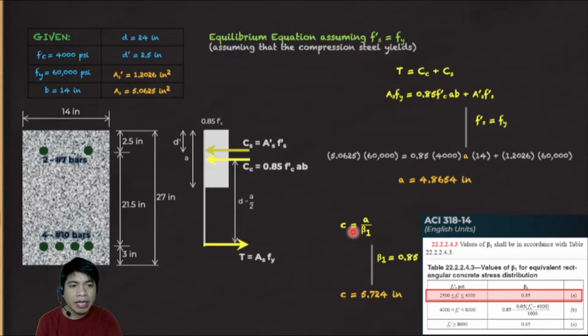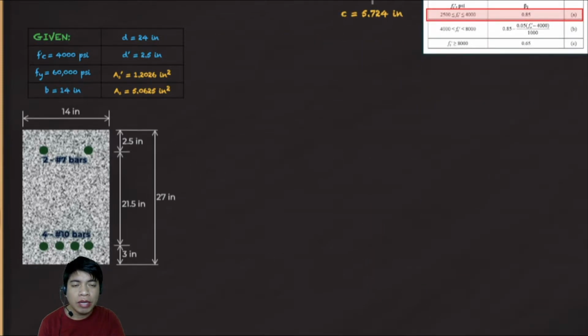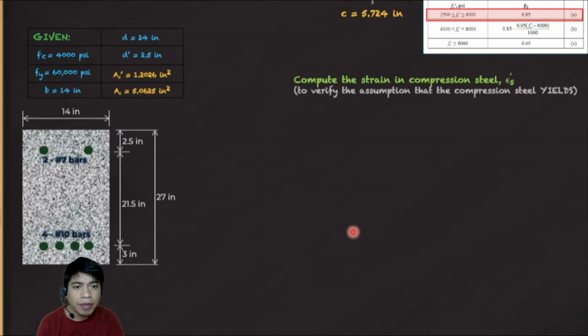Okay, so now guys, na na-compute na natin si a at saka si c, kailangan nating malaman kung totoo ba yung assumption natin. Di ba nag-assume tayo kanina that fs prime is equal to fy? So that means nag-assume tayo na nag-yield yung ating compression steel. So now, let us find out kung tama ba yung assumption na yun. We have to compute the strain in compression steel, that is epsilon sub s prime, to verify the assumption that the compression steel will yield.